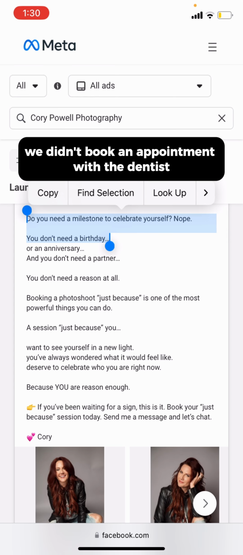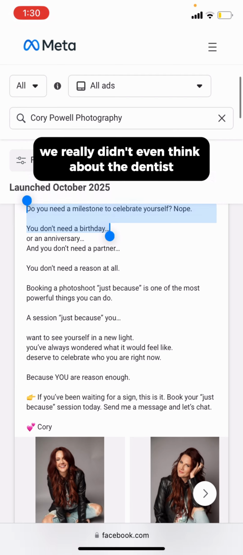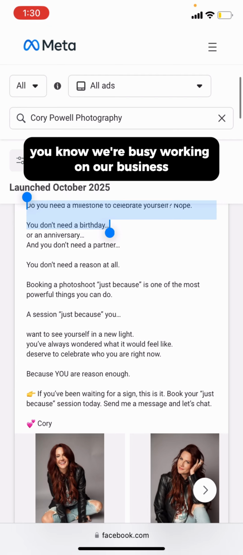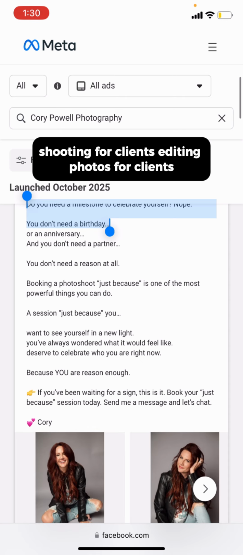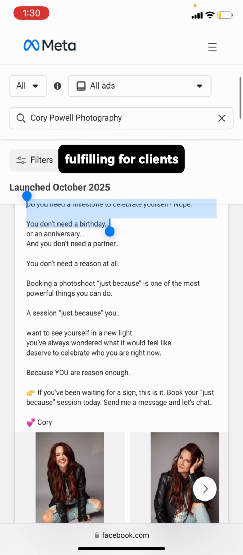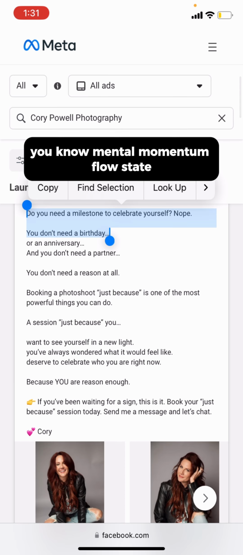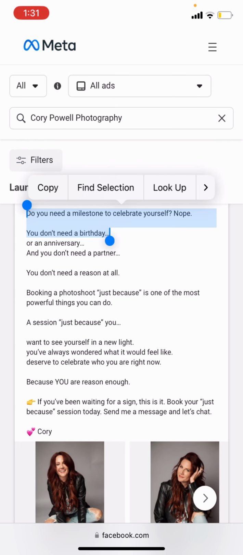We didn't go to the dentist. We didn't book an appointment with the dentist. We did not show up to the dentist. We really didn't even think about the dentist. And why is that? Well, we're busy working on our business, growing our business, running ads, putting out fires, shooting for clients, editing photos for clients, fulfilling for clients, and mental momentum, flow state. We don't want to push back stuff in our schedule because we're stuffed already.